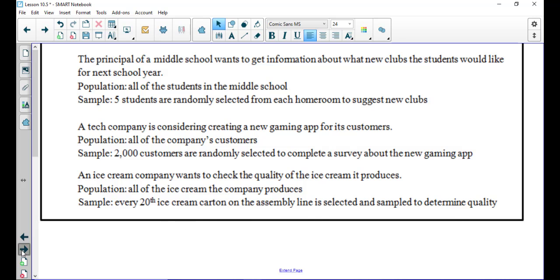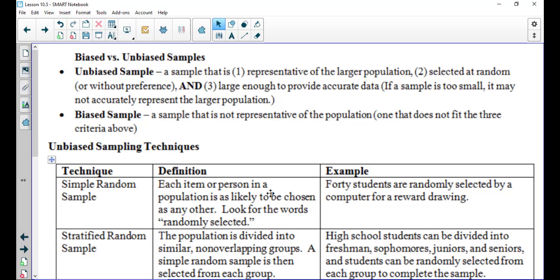Now let's talk a little bit about biased versus unbiased samples. An unbiased sample is actually a good sample. A lot of times when we use that prefix un, it means something bad, but our biased sample is actually our bad sample. So biased means a bad sample. Unbiased, though, is a good sample. It's a sample that is, 1, representative of the larger population, 2, selected at random or without preference, and 3, large enough to provide accurate data. If we have too small of a sample size, it may not accurately represent the larger population.